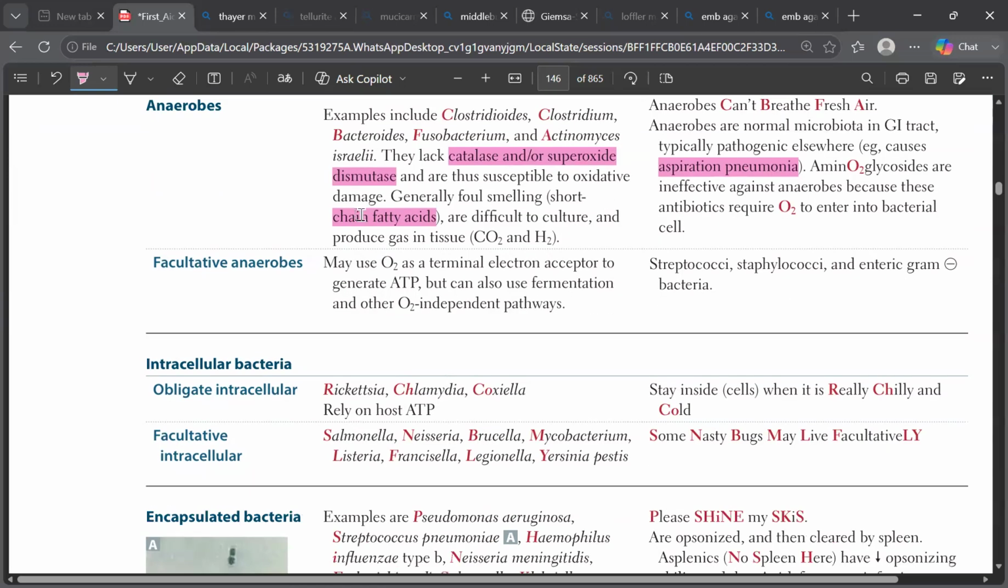Then we have facultative anaerobes. They may use oxygen as a terminal electron acceptor to generate ATP, but can also use fermentation and other oxygen-independent pathways. So these include streptococci, staphylococci, and enteric gram-negative bacteria. Okay, and next we have intracellular bacteria. These are obligate intracellular and facultative intracellular.